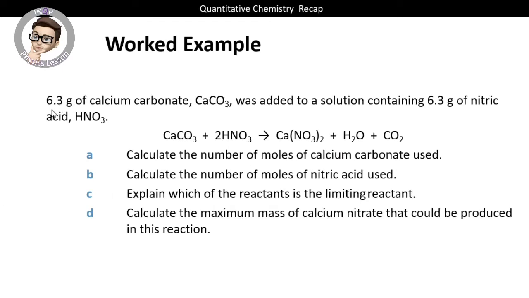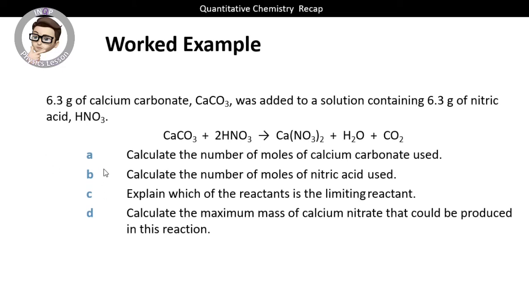So we've got 6.3 grams of calcium carbonate, CaCO3, added to a solution containing 6.3 grams of nitric acid, HNO3. We've got our chemical equation, really important first of all. CaCO3, calcium carbonate, plus HNO3, nitric acid, is going to give me calcium nitrate, plus water, plus carbon dioxide. We know those two are there because it's a reaction of a metal carbonate with an acid. This links back to that previous lesson of acids and alkalis.